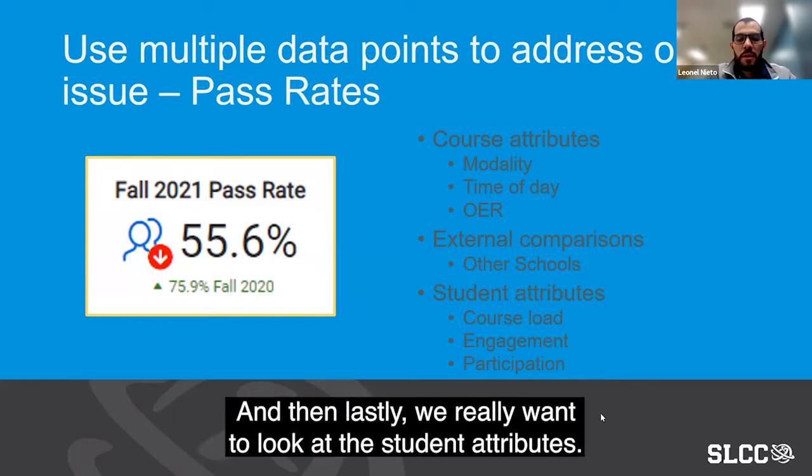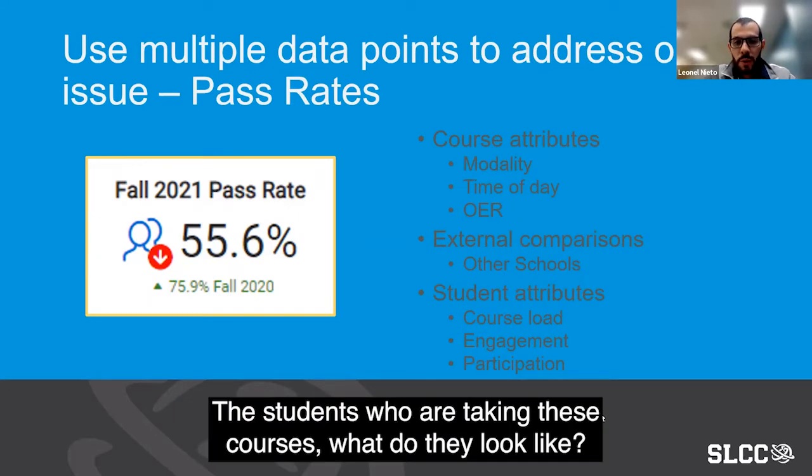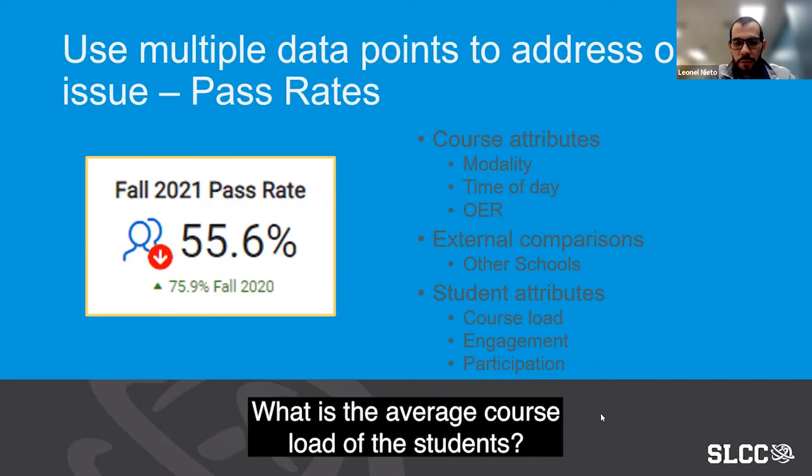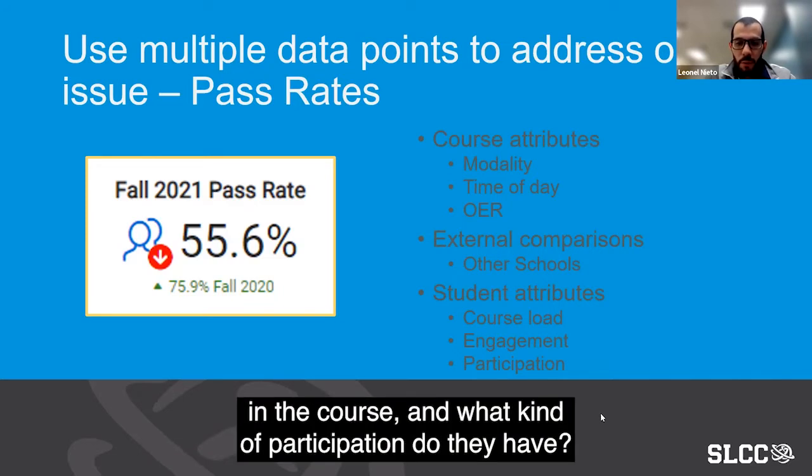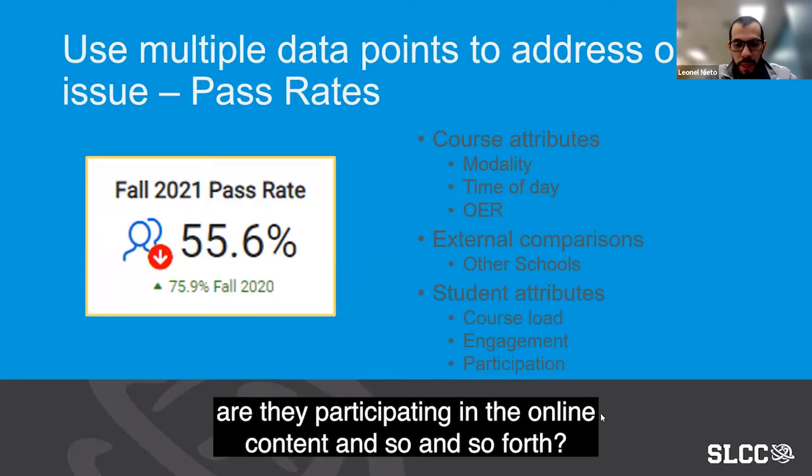And then lastly, we really want to look at the student attributes, right? The students who are taking these courses, what do they look like? What is the average course load of the students? What kind of engagement do they have in the course? And what kind of participation do they have? If it's an online course, are they participating in the online content? And so on and so forth.